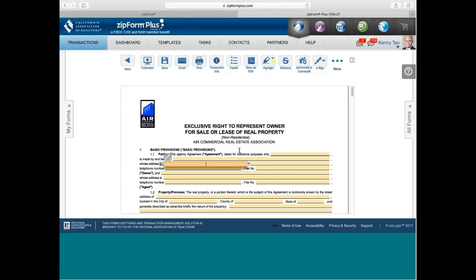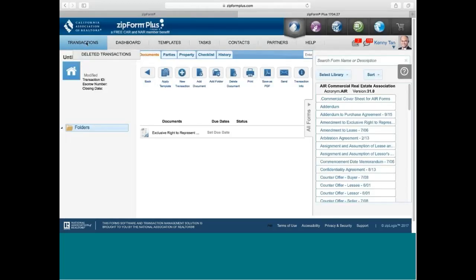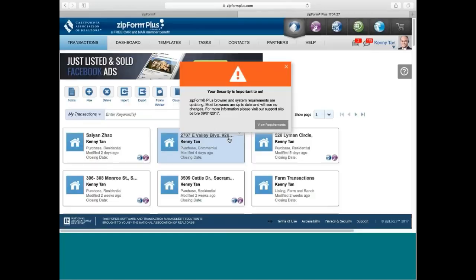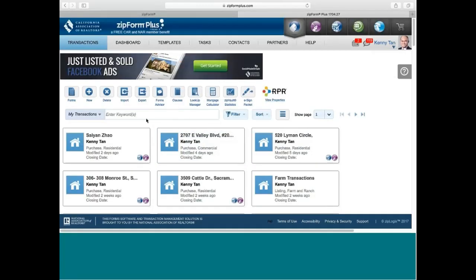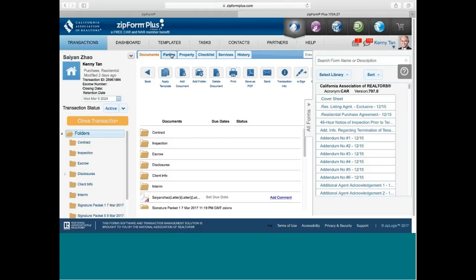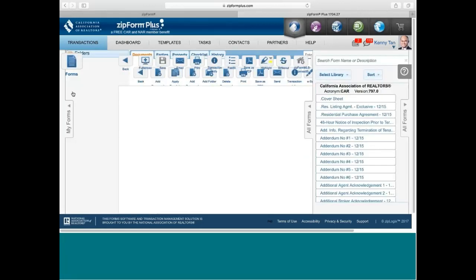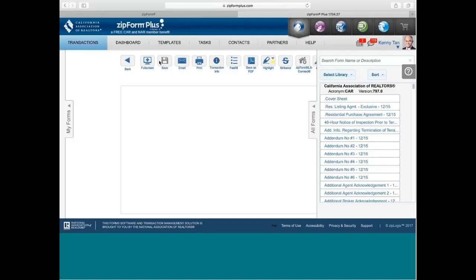If you look at the CAR form, which is slightly different, say for example, I come in here and I'm looking at a CAR form. Car form, you have this: parties, property, document, checklist, services, history. Whereas the AIR form, you don't have any of this. So you have to kind of manually enter the information. That's something you don't have for the AIR form. You see, nothing on top. Okay? So something to keep in mind.